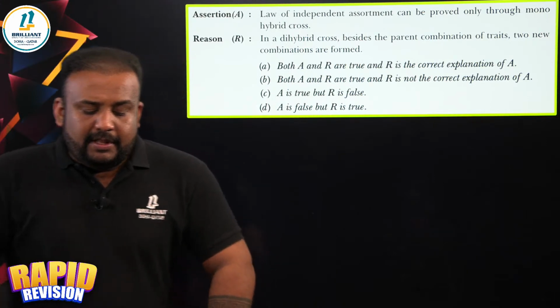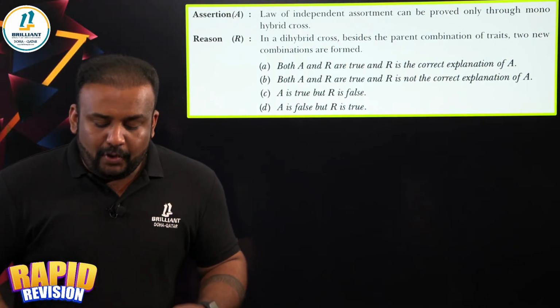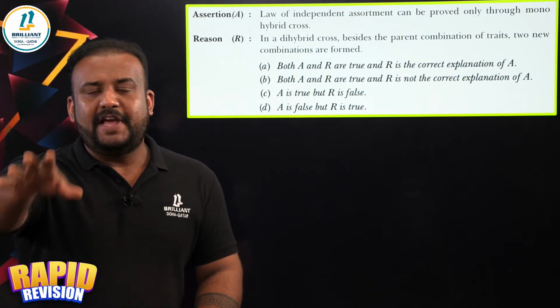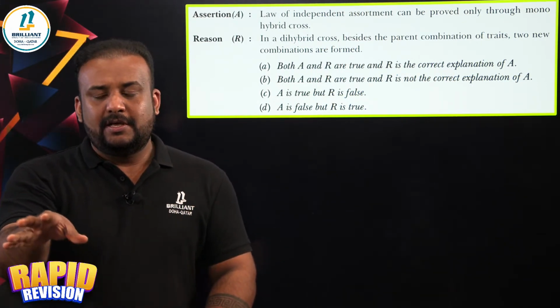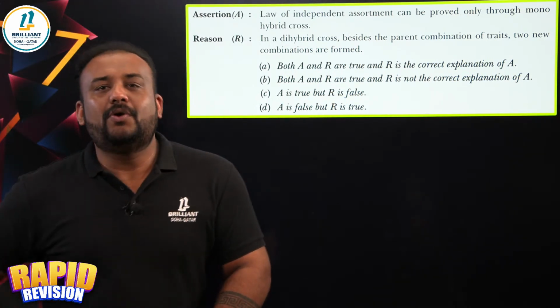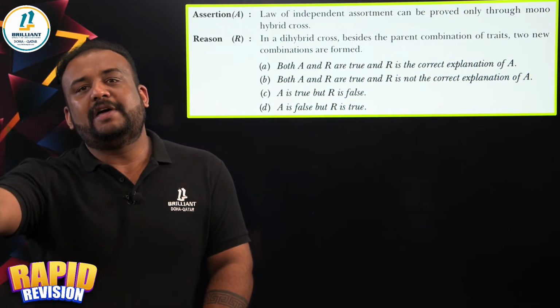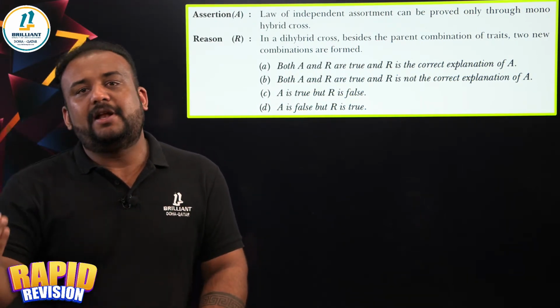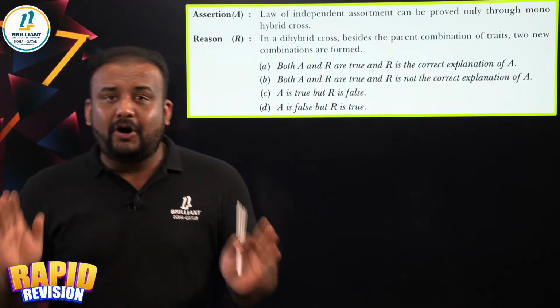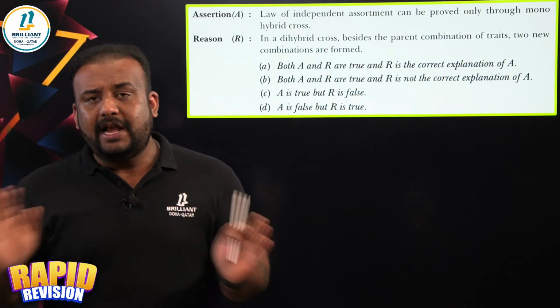Next, law of independent assortment can be proved only through monohybrid cross. See, most of the times when Mendelian laws are asked, the most repeated question is related to independent assortment only. Instead of monohybrid cross, they ask about independent assortment and the dihybrid cross and its results. So it is very, very important to know the concept very clearly.